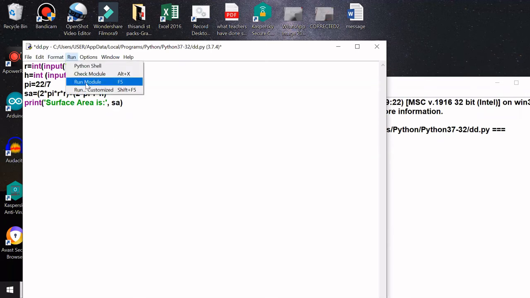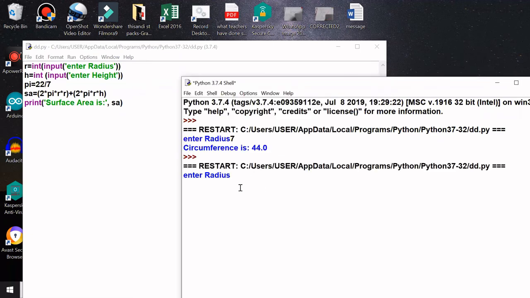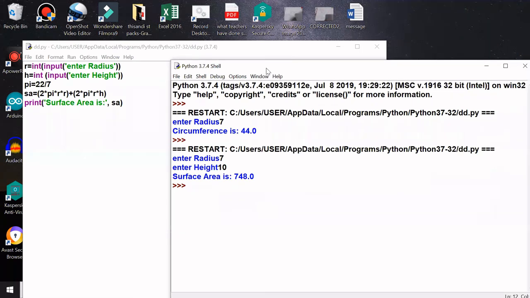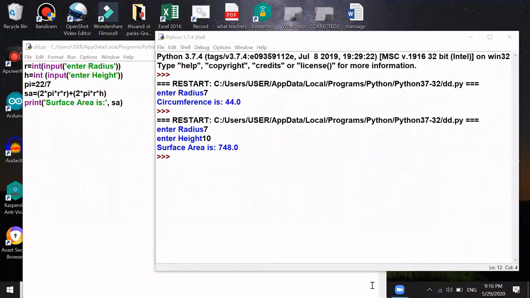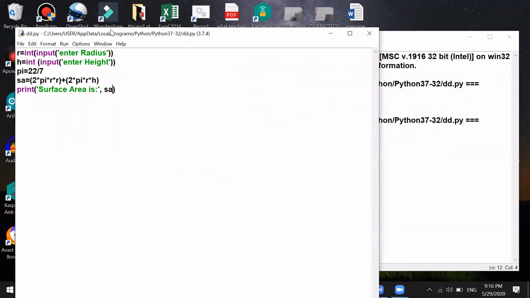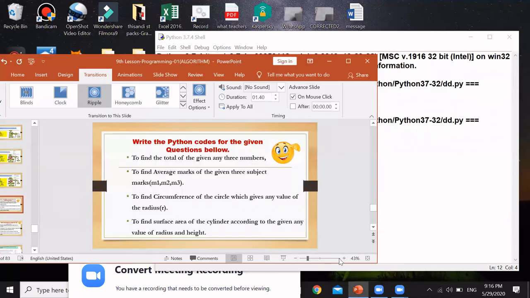We can run the module. It asked me to save. Enter radius. The easiest one is 7, so here I put 7, and enter height, I think 10. Now the surface area is 748. So you can check whether the answer is right. Now we finish that part, the sequences. We finish the Python codes for the sequences, so that is very important.